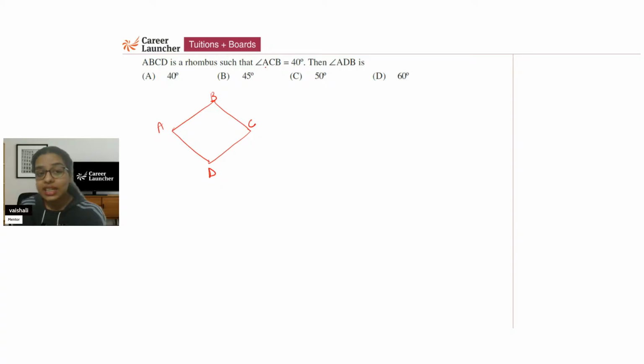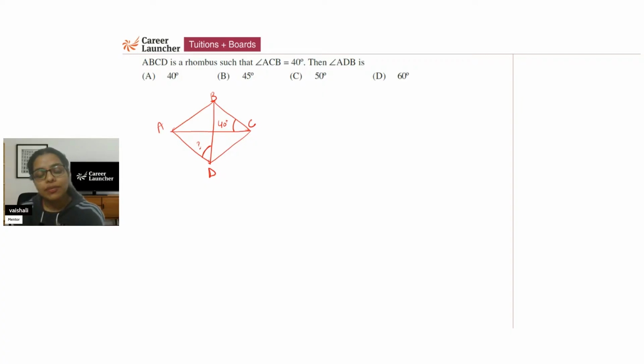Now they are saying ACB. ACB, so this is going to be this particular angle, right? इसको हम मान लेते 40. It is given to me in the question. Now we need to talk about the angle ADB. ADB. Now this angle is how much? This is going to be my question mark. Now you guys think and tell me what can be the answer. Right? Think.